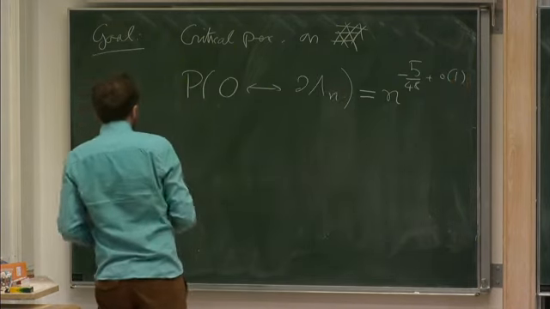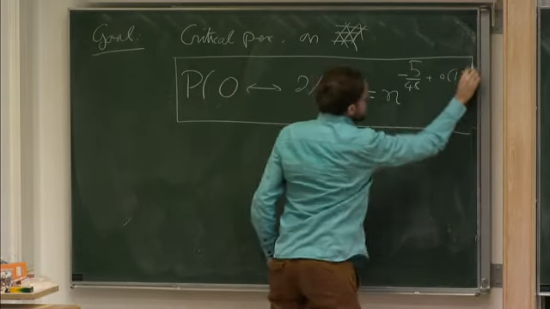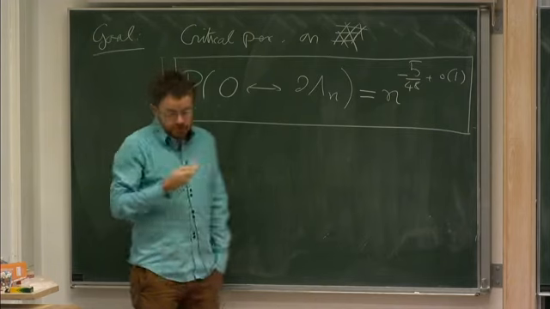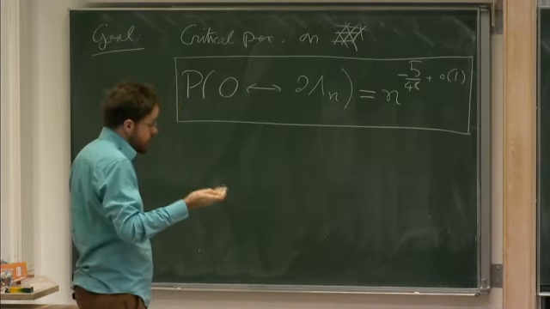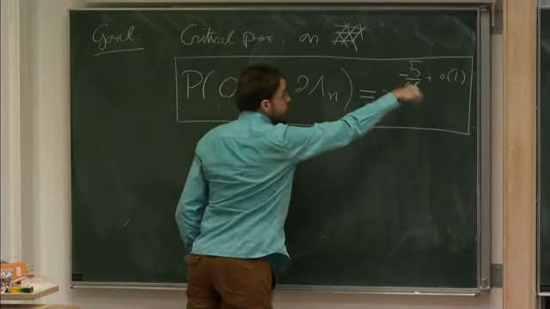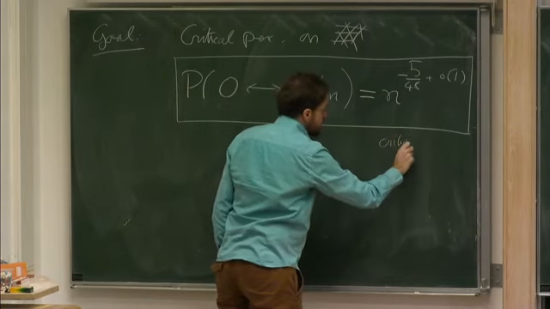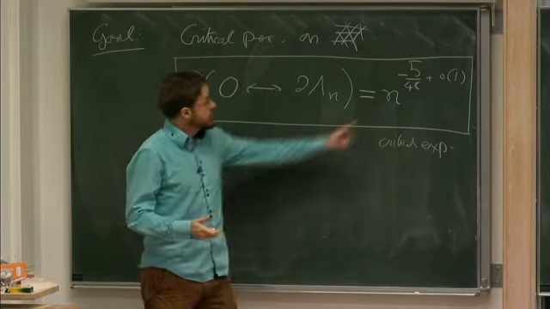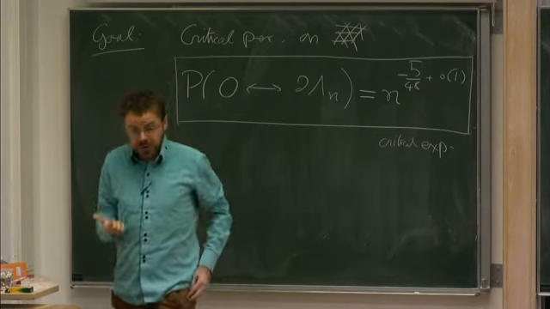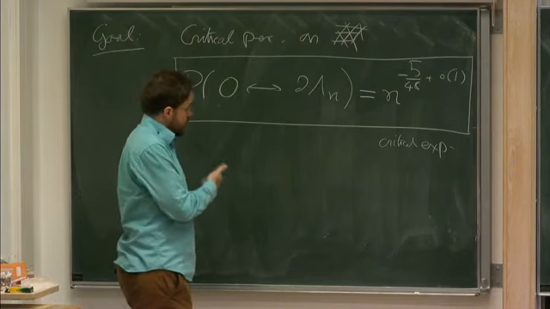So that's the goal, is to obtain this statement and to see how this is related to SLE and how we can use SLE to obtain the values of this. So this 5/48 is known as a critical exponent because it's an exponent and it describes the critical behavior of a system. So just one remark before we start.